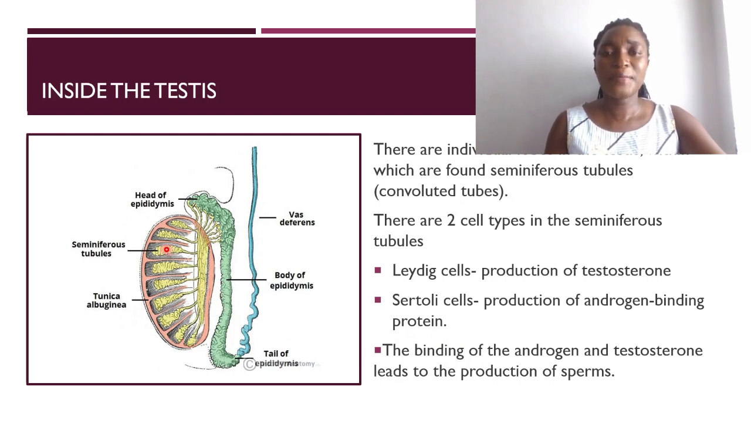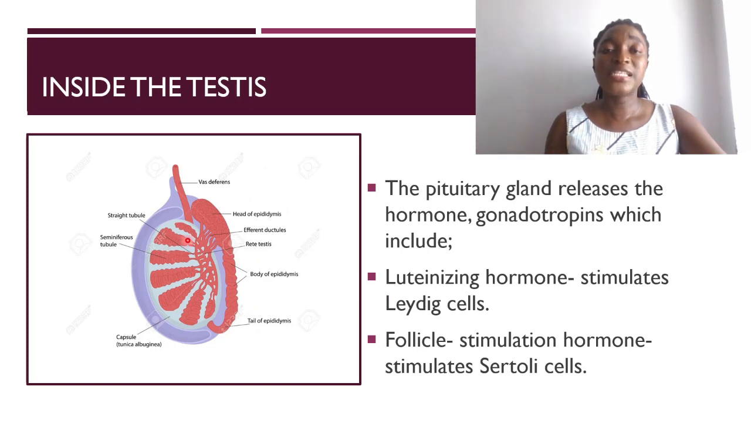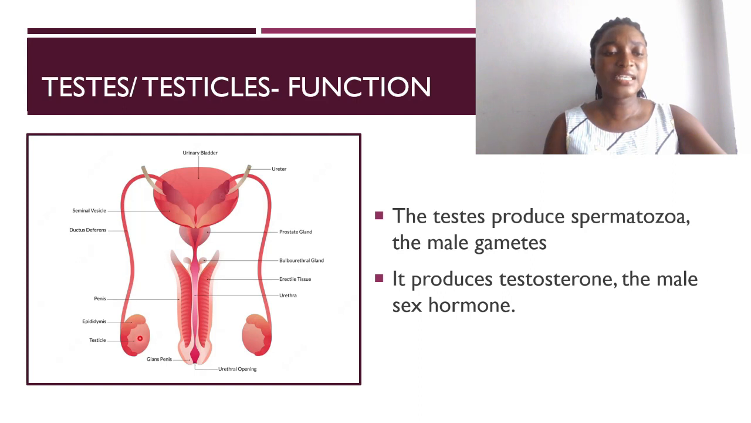Now, this does not just occur by chance. It is stimulated by the pituitary gland, which is found in the brain. We'll talk more on this when we talk about the neuroendocrine system. The pituitary gland releases the hormones called gonadotropins, which include luteinizing hormone and follicle stimulating hormone. So luteinizing hormone stimulates the Leydig cells to produce the testosterone, and follicle stimulating hormone will stimulate the Sertoli cells to produce the androgen binding proteins, which collectively, when they bind to the testosterone, form the sperms. All this is happening in the testicle here.